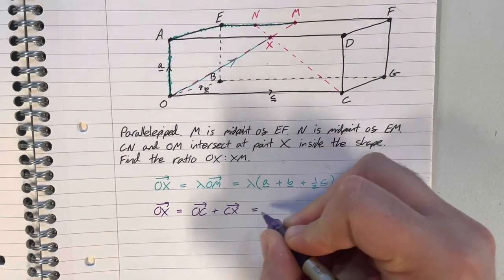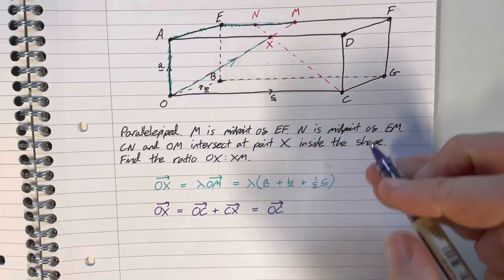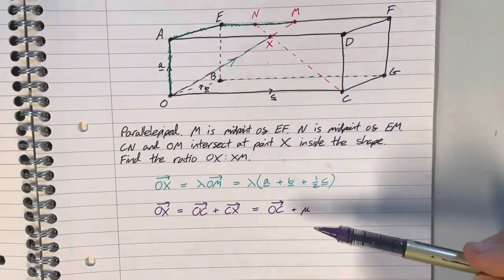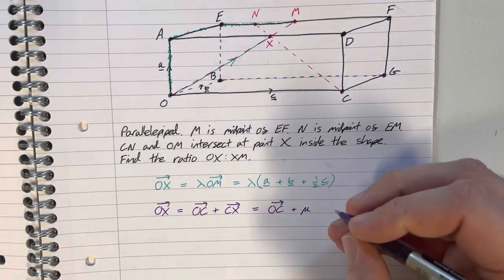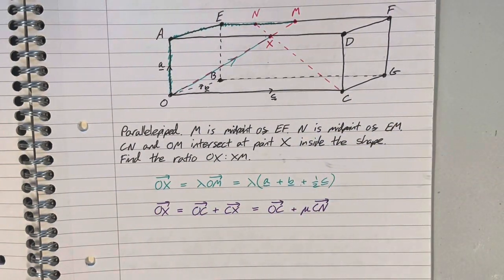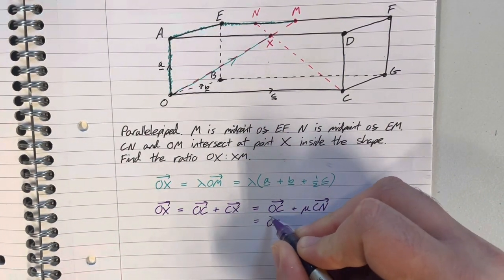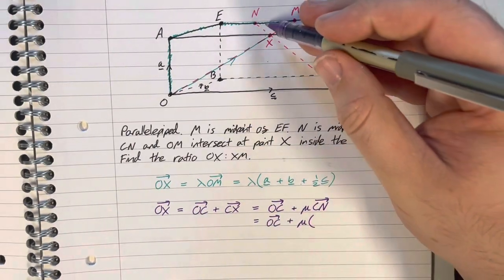O to C, I'll leave that alone for a minute. I'll come back to that. Plus C to X, well, that's going to be some constant, not lambda, but mu, another constant, of C to N, for exactly the same reason that OX was a constant times O to M. And that's going to be OC plus mu times C to N. Well, how do I get from C to N?